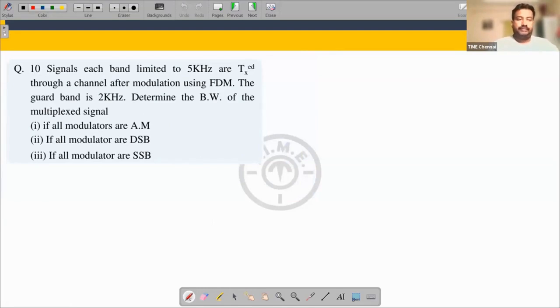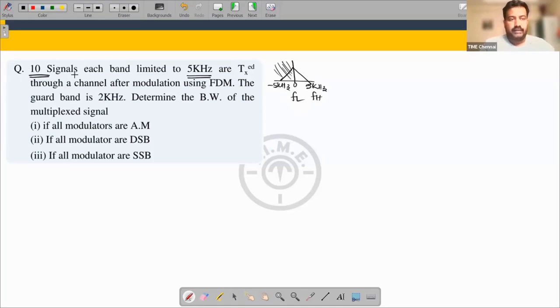Let us solve this now. 10 signals, each band limited to 5 kilohertz. Band limited to 5 kilohertz means its bandwidth is 5 kilohertz, means the signal is in this way. This is FL, this is FH, because in bandwidth calculation, you will not consider negative frequencies.